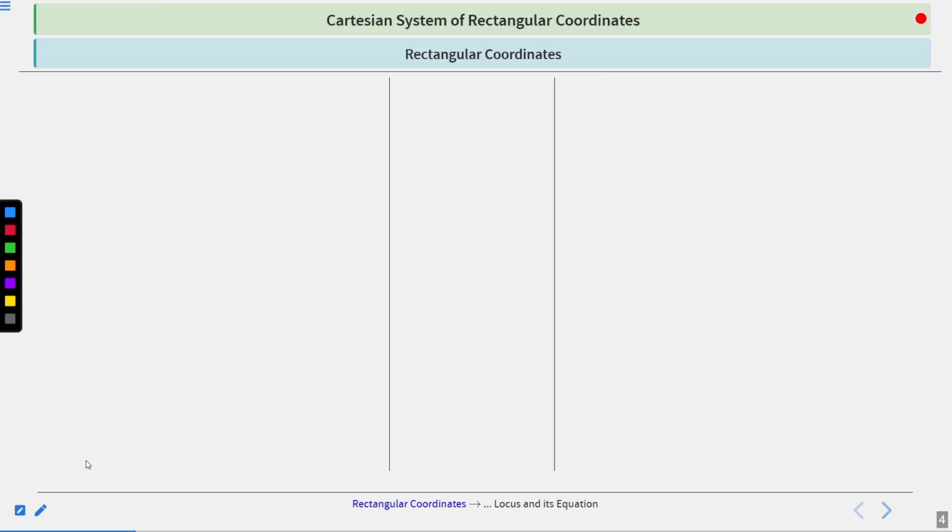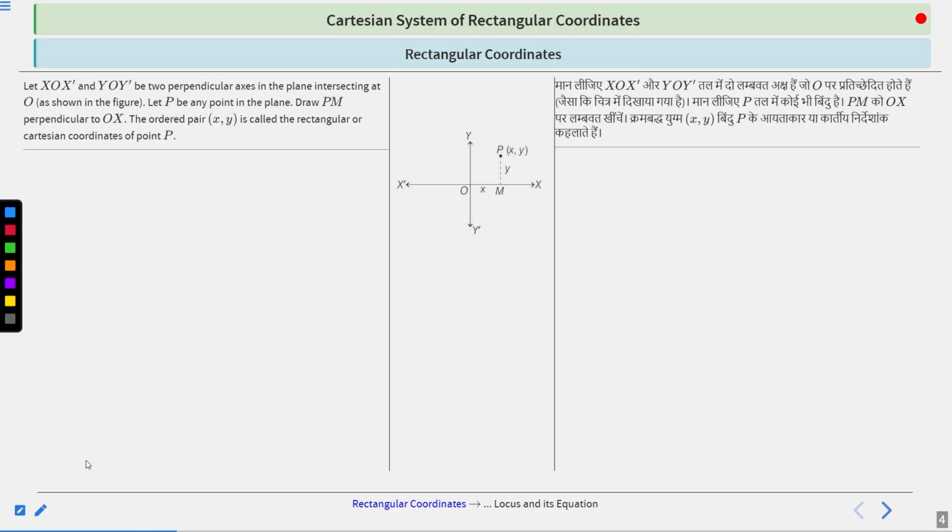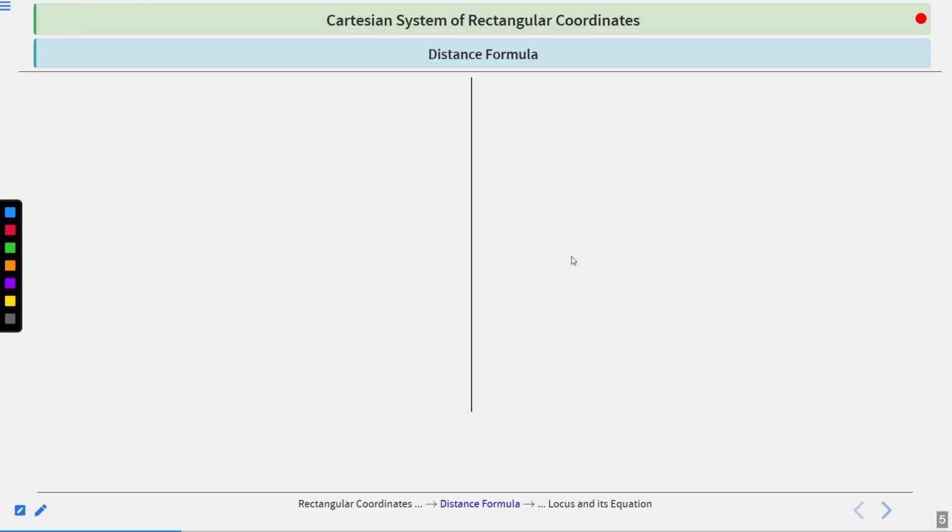So first we will discuss what are rectangular coordinates. So we are given a figure. You can see, let XOX' and YOY' be two perpendicular axes in the plane intersecting at O as shown in the figure. Let P be any point in the plane. Draw PM perpendicular to OX. The ordered pair (x, y) is called the rectangular or Cartesian coordinates of point P. Got it?